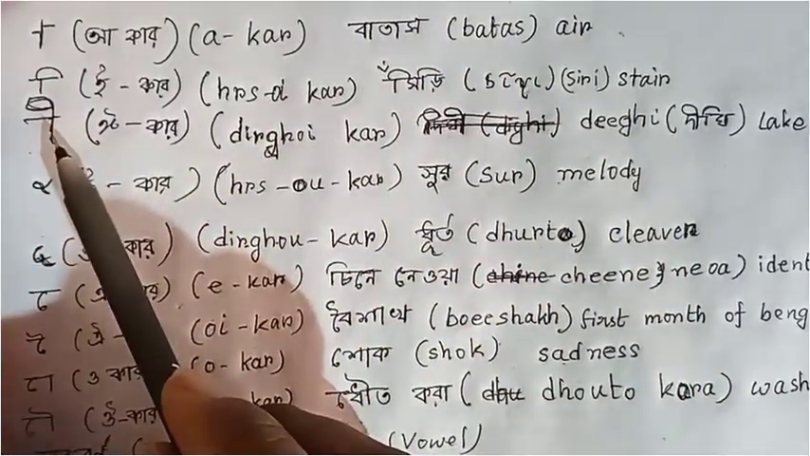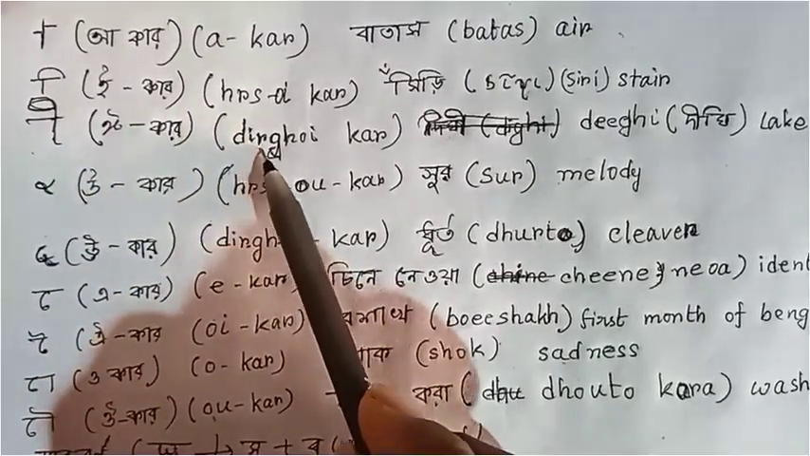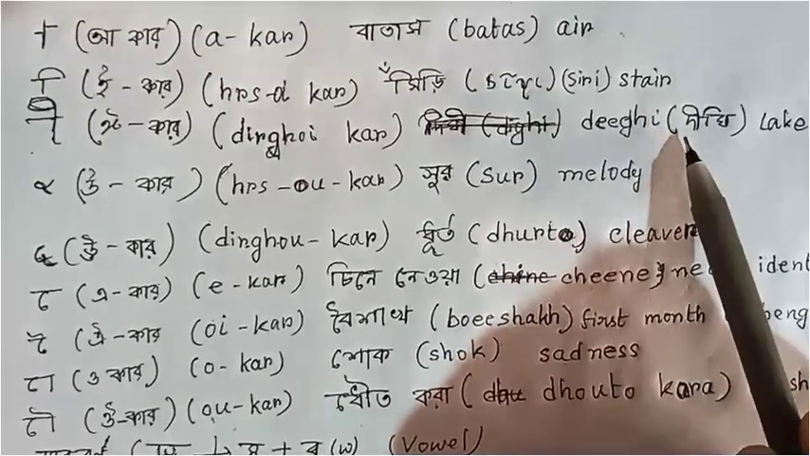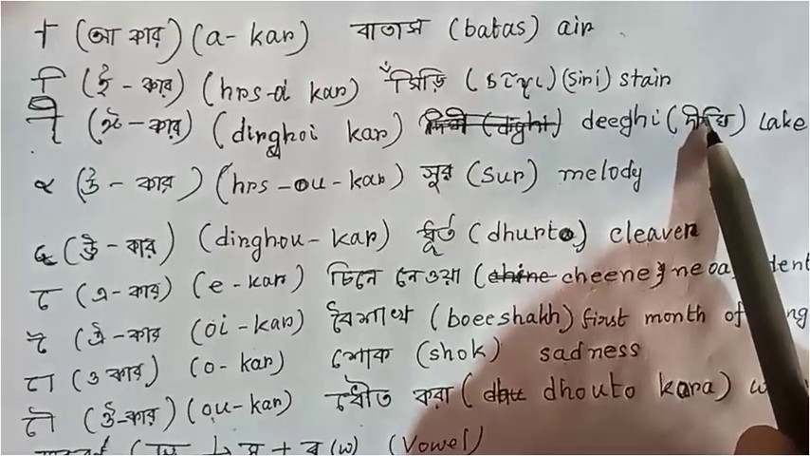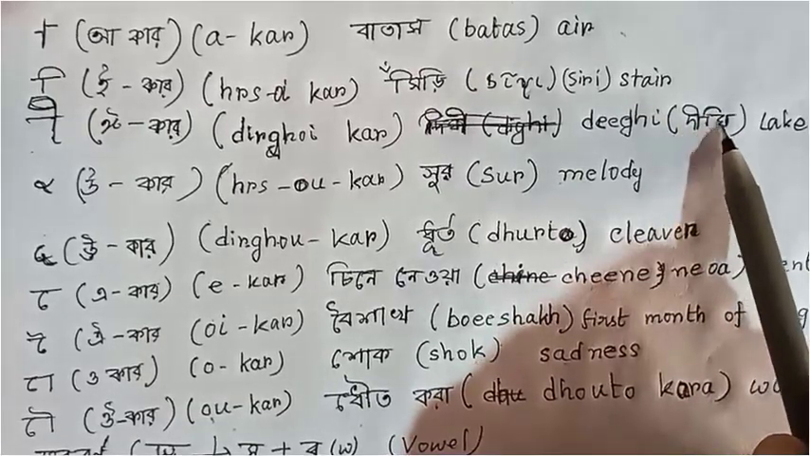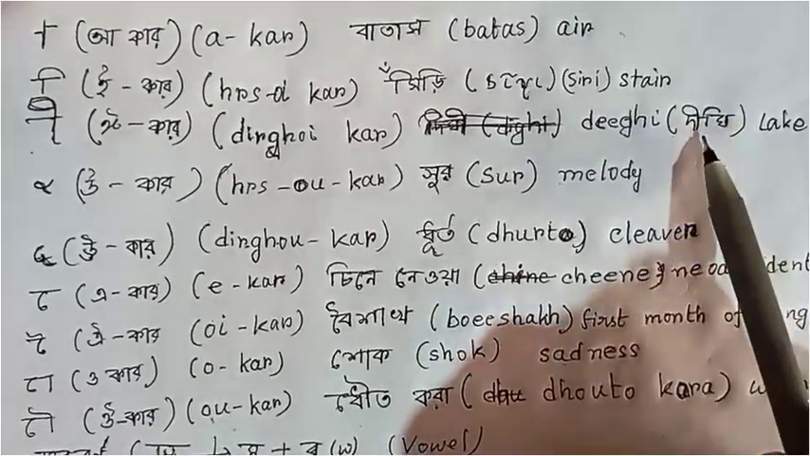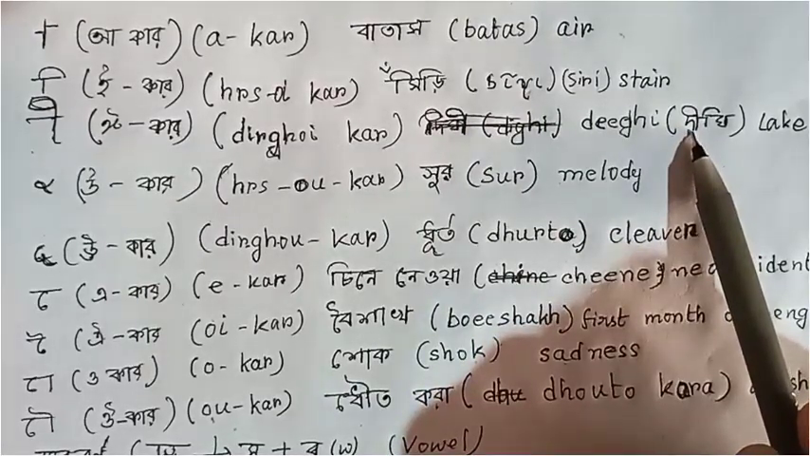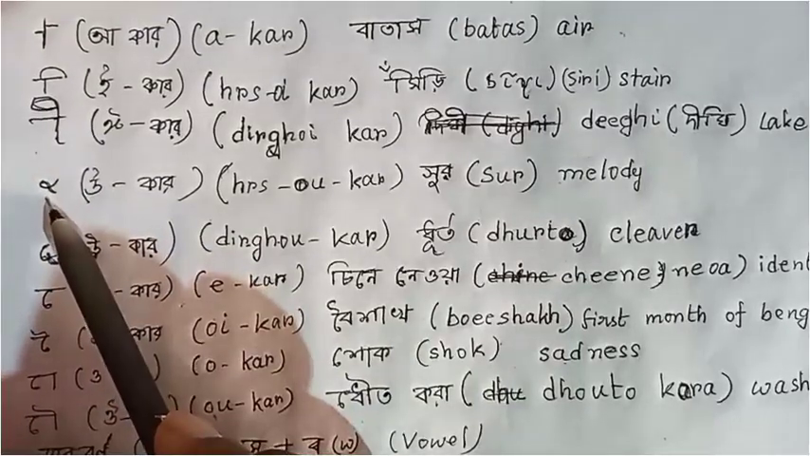And the next one is Dirghoikar. The Bengali word is Dighi. Dai Dirghaikar. This is Da and this is Dirghaikar. And this is Rasoikar. This is Gha. Dai Dirghaikar, Ghai Hasoikar, Dighi. That means lake. You have to press the sound Dirghaikar when you are pronouncing the sound D. Dighi, okay.